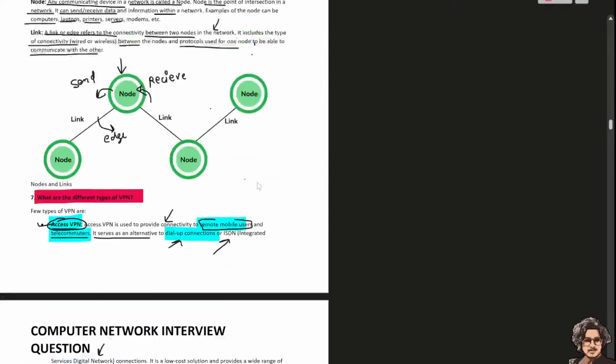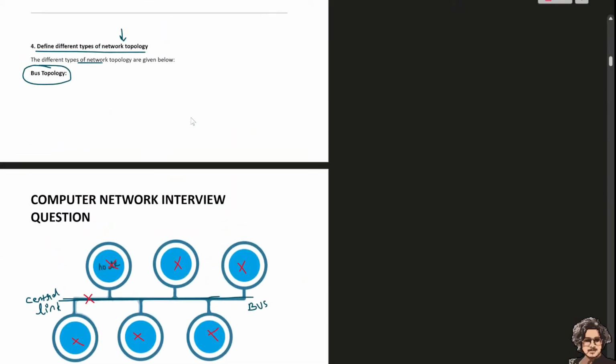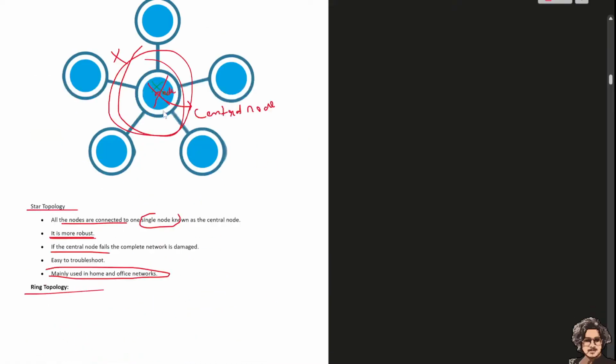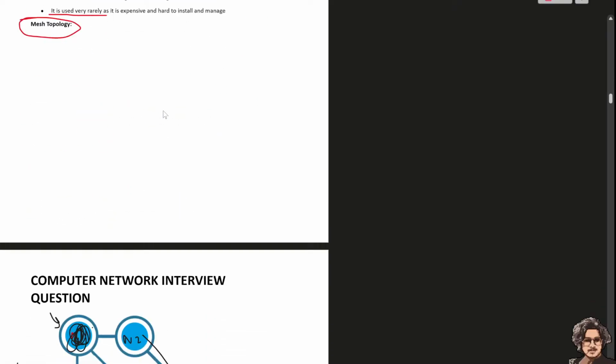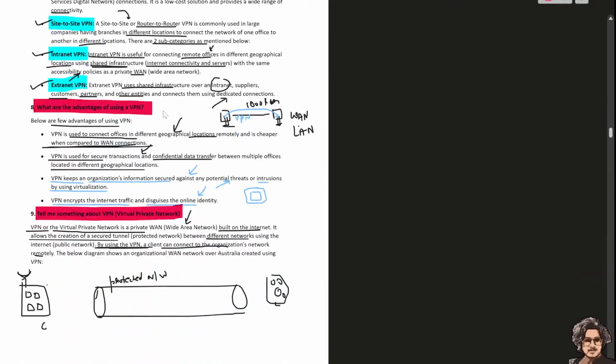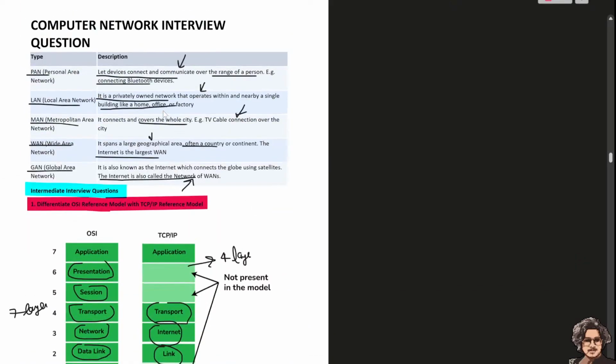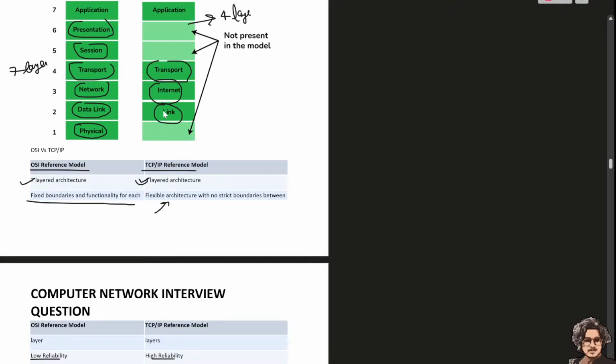In the last session, we covered the basic understanding of what a computer network is and the different topologies, including mesh topology. We also covered network topology, nodes, VPNs and the different types of VPN, LAN, the OSI layers, and the OSI and TCP layers.